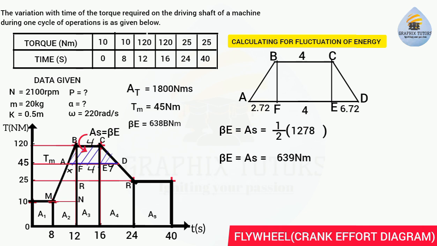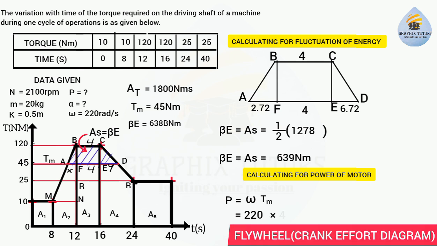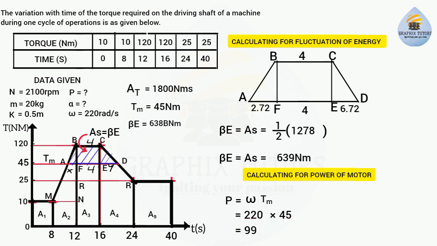So we'll now look for the first thing we're told to look for, which is the power of the motor. We know power is equal to the angular speed multiplied by the mean torque. And the angular speed, as we've written in our parameters earlier, is given as 220 multiplied by 45, and that will give us 9,900 watts, which is 9.9 kilowatts.